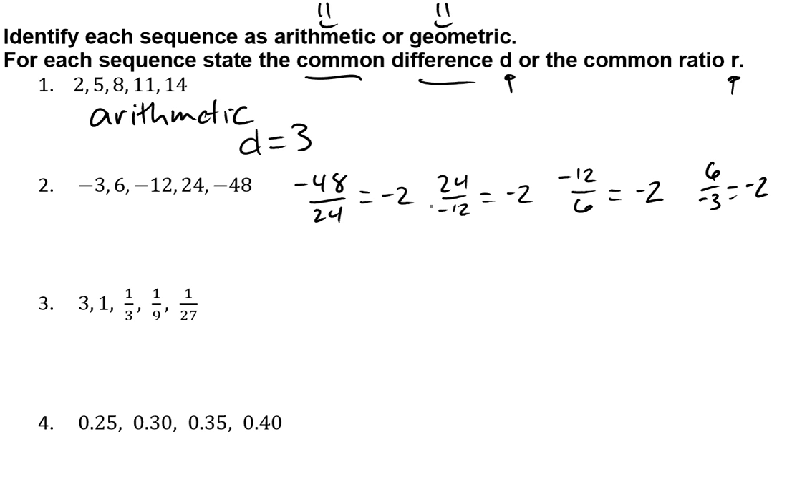I think it's cool, the negative pattern alternating between numerator and denominator. When I'm done, I can see this is clearly being multiplied by negative 2 each time. That's why I've got this alternating plus minus thing going on. And my common ratio is negative 2. So this is geometric, and my common ratio, R, is negative 2. That's 2 answers done. Next, let's look at number 3.